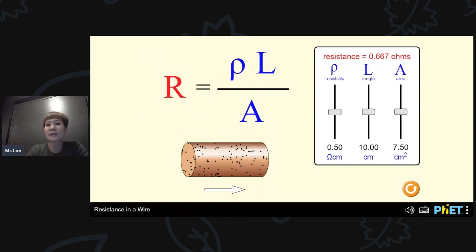So again, resistance is a ratio, and this ratio can be changed by changing some of the factors. Okay, but for ohmic conductors, if the physical conditions remain the same, then the resistance should always remain the same.